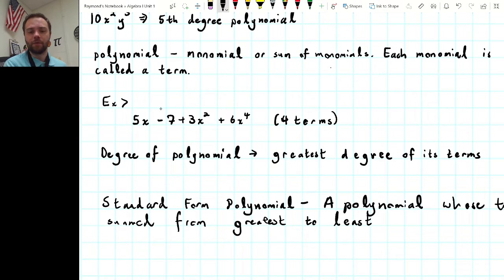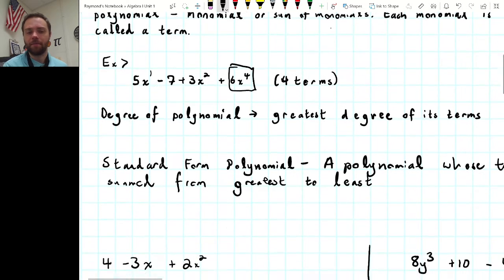Okay? So down here is an example. I've got subtraction and addition going on between terms. This is x to the 1st, so that's a 1st degree term. I've got 7, so that's an x to the 0 term. That's x squared, 3x squared, so a 2nd degree term, and a 4th degree term. If I want to know the degree of any polynomial, it's the greatest degree of its terms. So if you take a look here, the highest power is going to be 4. So even if 7 is larger than this coefficient here, you're looking at the power. So x to the 0 isn't largest, 2 isn't largest, so this is a 4th degree polynomial because of that power.